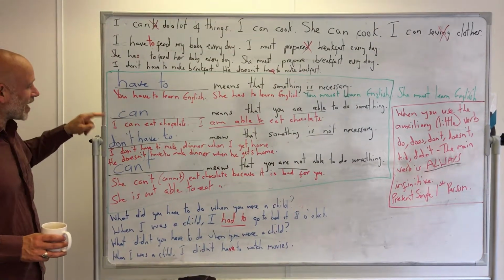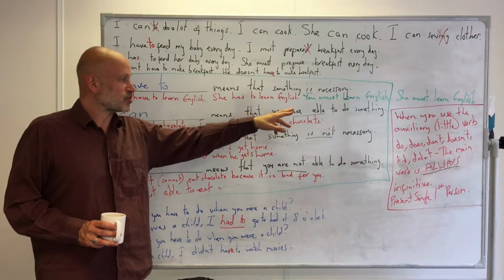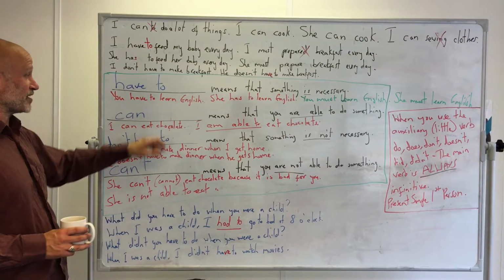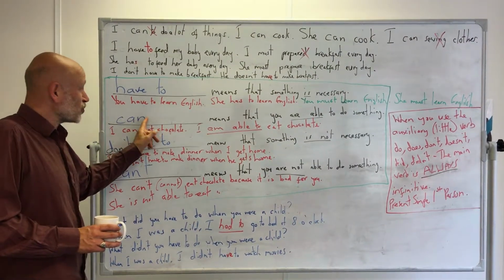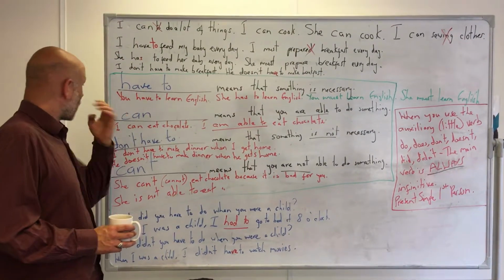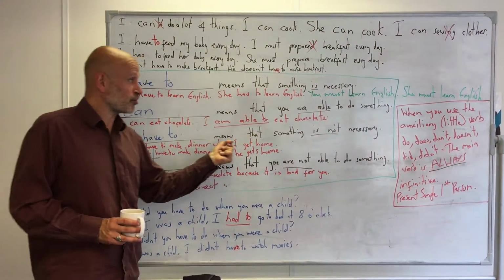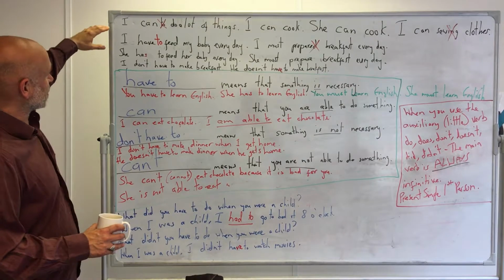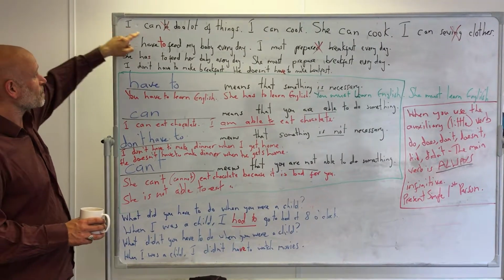So, can means that you are able to do something. Here's an example: I can eat chocolate. But with can, we can also use I am able to. Okay? So I can eat chocolate, I am able to eat chocolate. Now the thing that's very interesting, we had some problems up here.